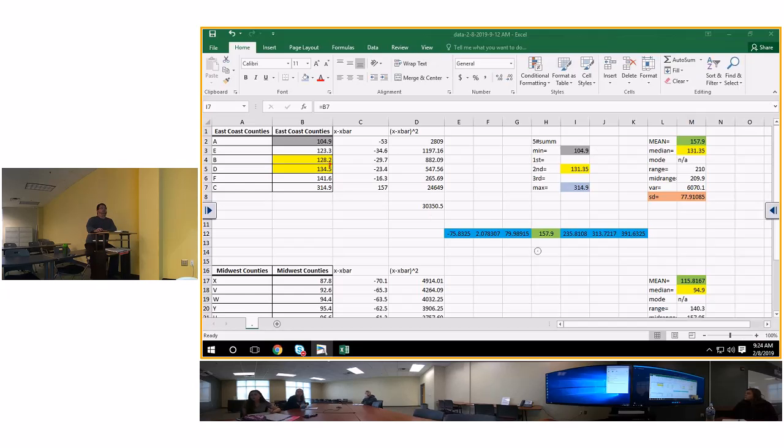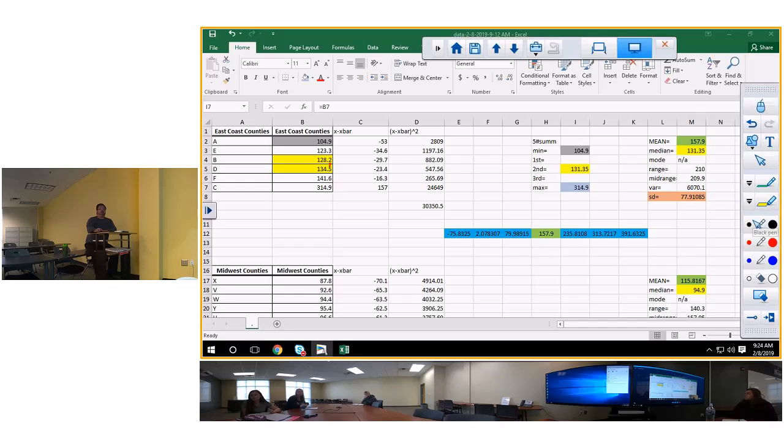So how many numbers are above that red dot? Nope. 1, 2, 3. 3. Is 3 odd or even? Odd. So you just pick the middle of those 3 numbers. And the middle of those 3 numbers will be what? 123. So I'm going to highlight that one. I'm going to highlight it something.